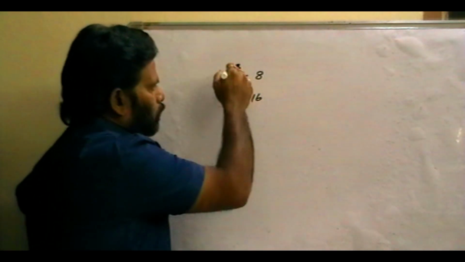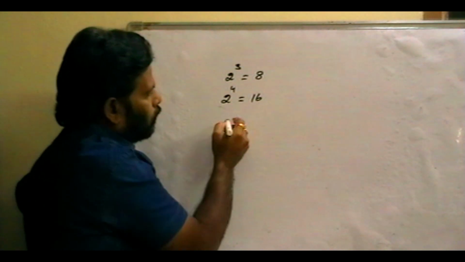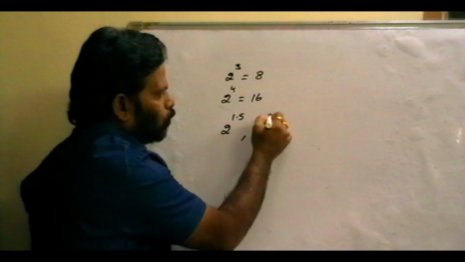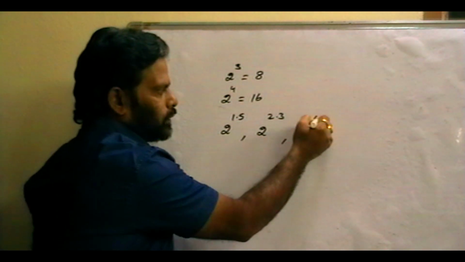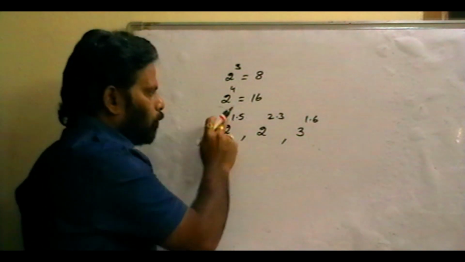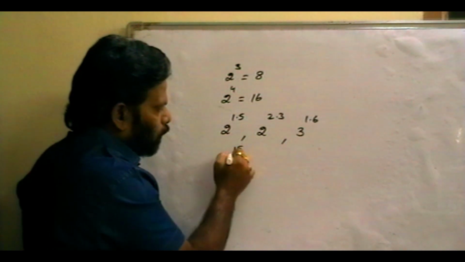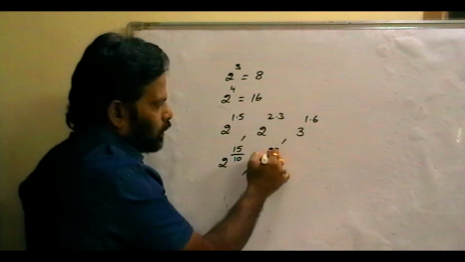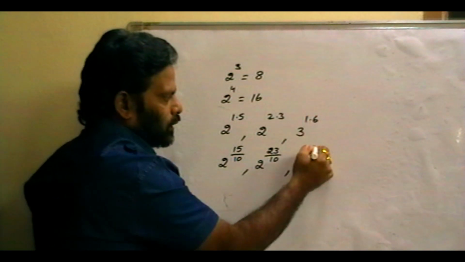Now, suppose in between these two values, what is the value of 2 to the power of 1.5? Or what is the value of 2 to the power of 2.3? What is the value of 3 to the power of 1.6? So how will you get these values? 2 to the power of 1.5 is nothing but 2 to the power of 15 by 10. Or 2 to the power of 2.3, where 2.3 is nothing but 23 by 10. And 3 to the power of 1.6 is nothing but 16 by 10.